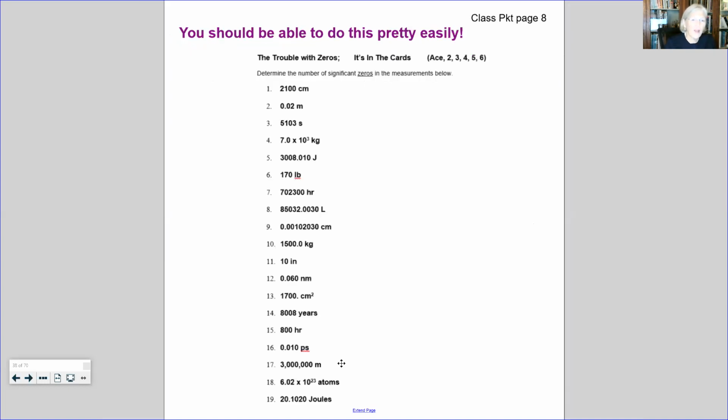One more set of practice. On the class packet on page 8, the trouble with the zeros. Zeros are the most confounding. So here I have 19 problems. Pause the video, write all the sig figs here down the end, and check them on Schoology. Are you getting these right? If you are, you'll do fine on the quiz, you'll do fine on this part of the test.